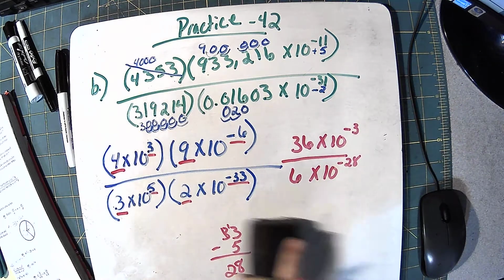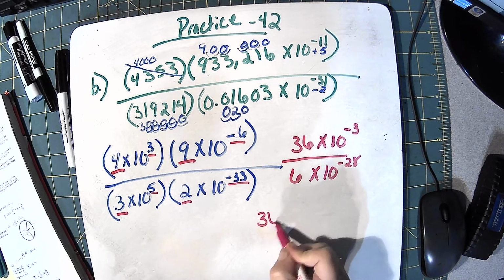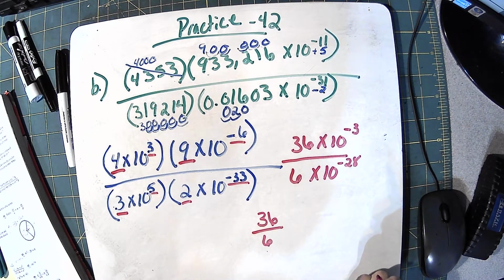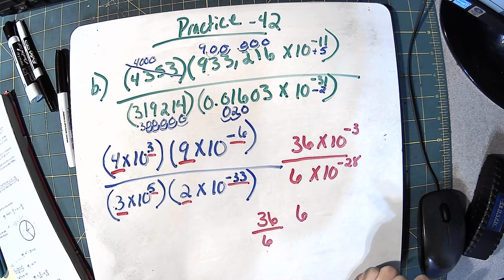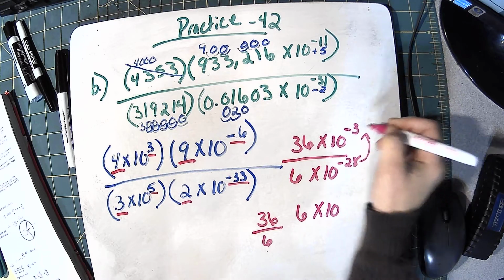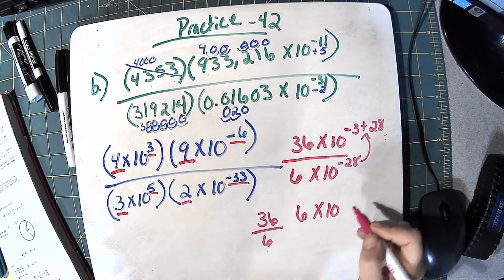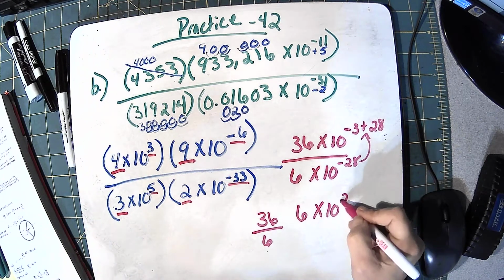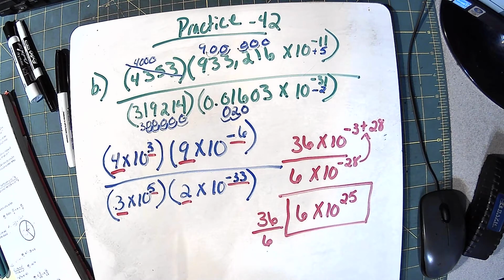Negative 28. Okay, so now we're going to say 36 over 6. That's going to be the same thing as 6. Okay, times 10 to that, we got to move this up. So it's going to be plus 28. So that would be positive 25. So there's our answer. 6 times 10 to the 25th.